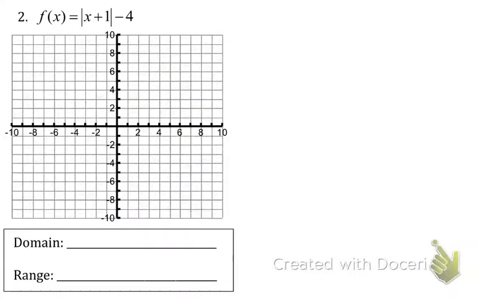Let's try one more example. So in the second example, we have f of x is equal to the absolute value of x plus 1 minus 4. So our very first step is to always find the vertex. So our vertex, remember the x-coordinate, or the h, is opposite sign of what's inside the absolute value. So inside the absolute value we have a positive 1, so our vertex x-coordinate will be, O for opposite, negative 1. Our y-coordinate of the vertex will be the same as the number that is on the outside. So our y-coordinate of our vertex will be negative 4, S for same.